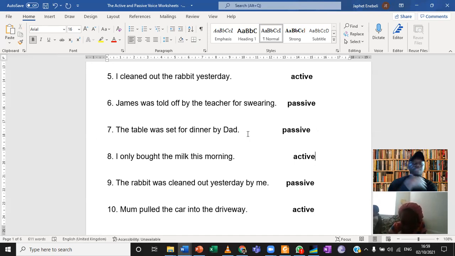Perfect. So this is 100%. Now, this clearly shows you understand passive and active voice.